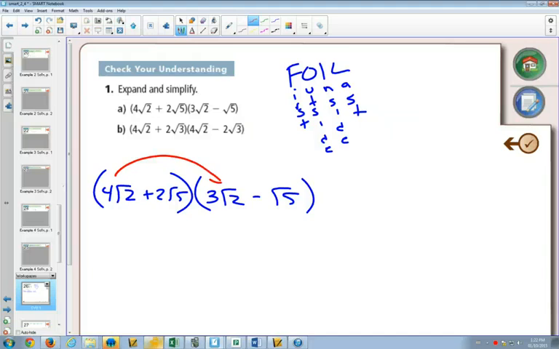This would be our first ones. This would be our outside ones. These would be our inside ones. And these would be our last ones.